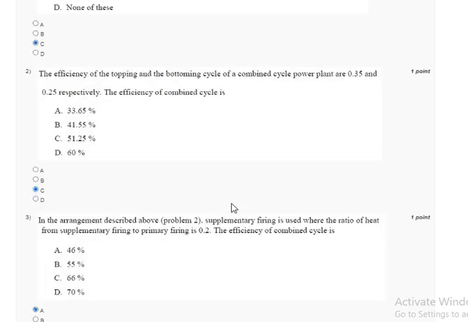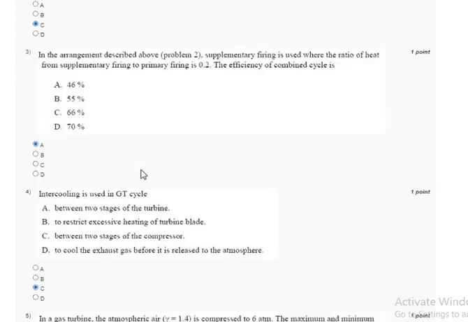Question number 2, the efficiency of the topping and the bottoming cycle of a combined cycle power plant are 0.35 and 0.25 respectively. The efficiency of combined cycle, the net efficiency, is calculated by the formula eta 1 plus eta 2 minus eta 1 eta 2. So you will get the answer of 51.25%. So for question 2, answer C is the correct answer.